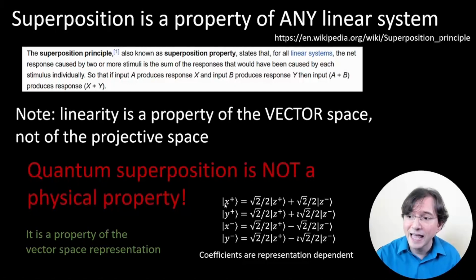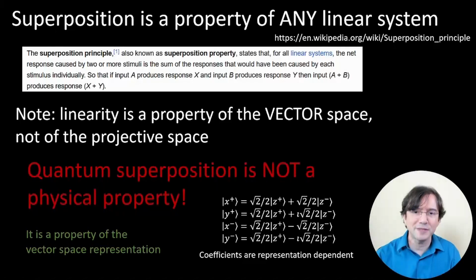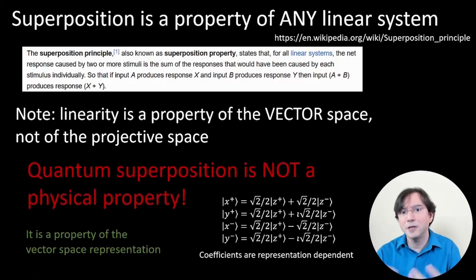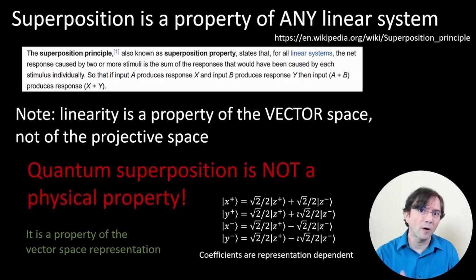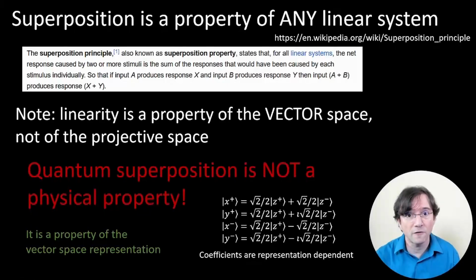And so when we say that x plus is square root of 2 over 2 z plus plus square root of 2 over 2 z minus, right? These coefficients are representation dependent. You could have a different representation where those coefficients are different, right? So the actual superposition is not a physical thing. The fact that we can use a vector representation and that we could in principle write a superposition, of course, that's a physical thing because we're using the projective space of a complex vector space. But the actual numbers that we're putting there, those are not physical.